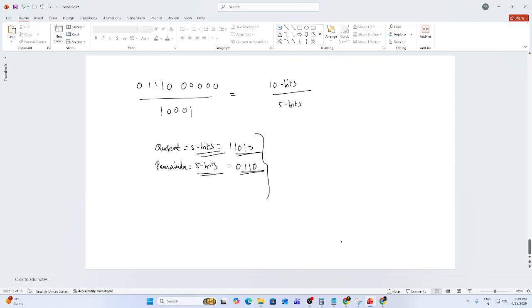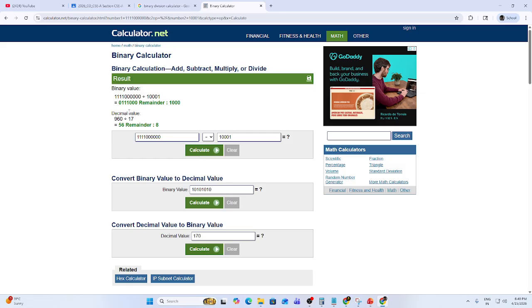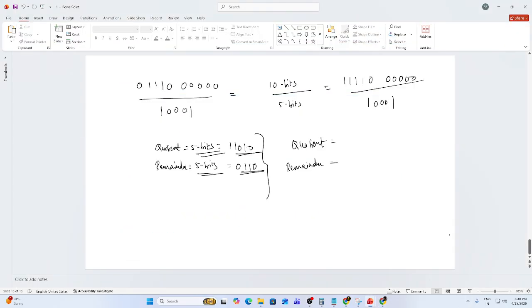Now if I do this same division with different numbers, instead of 0 1 1 1 0, let me take 1 1 1 1 0 0 0 0 0 0 divided by 1 0 0 1. Let us see what the quotient and the remainder are. If you observe here, I am using the calculator. If you give it as 1 here and calculate, you get a quotient of 1 1 1 0 0 0. Similarly, the remainder is 1 0 0.